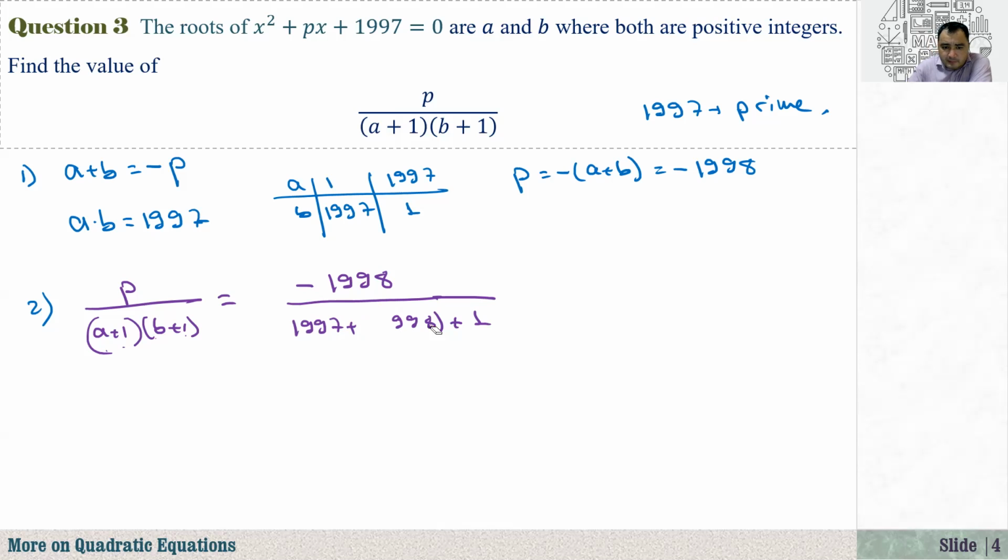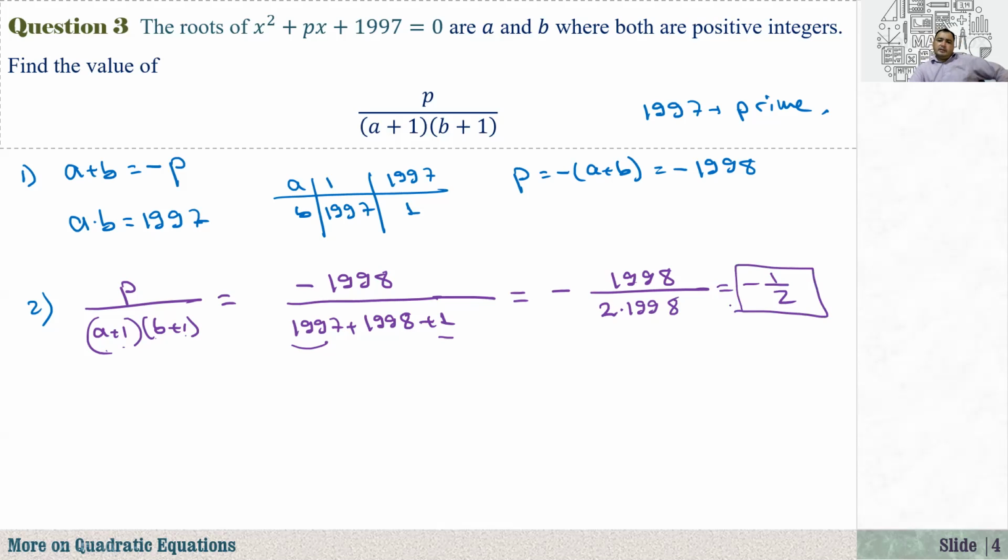So here we have 1997 plus 1998 plus 1, that's 3996, and here we have minus 1998 over 2 times 1998. So the answer is 1 over 2. Okay, that's it. So the result is negative 1 over 2.